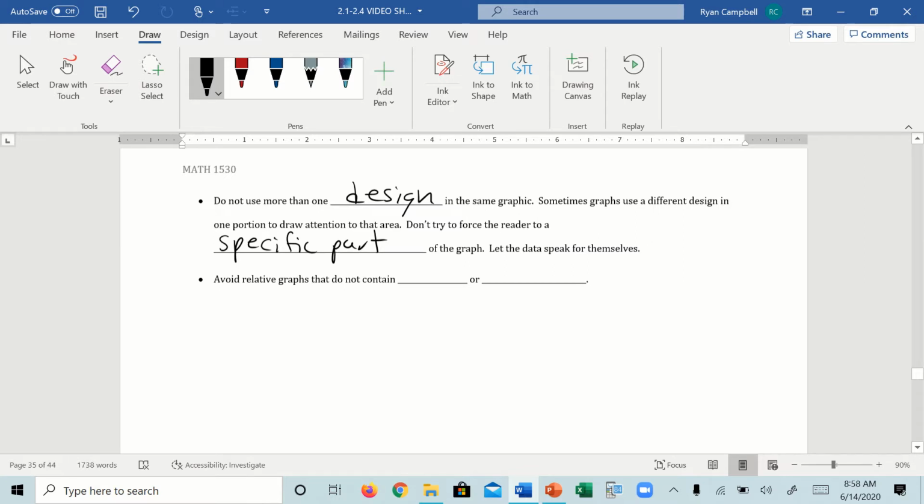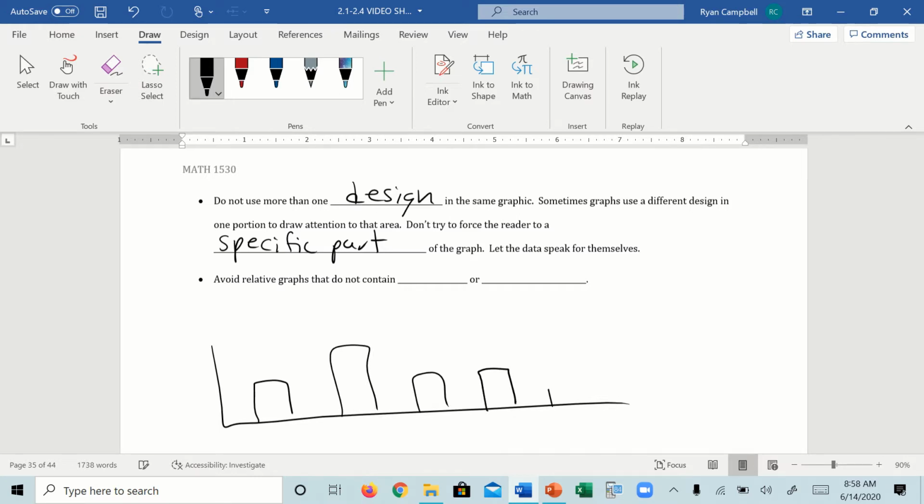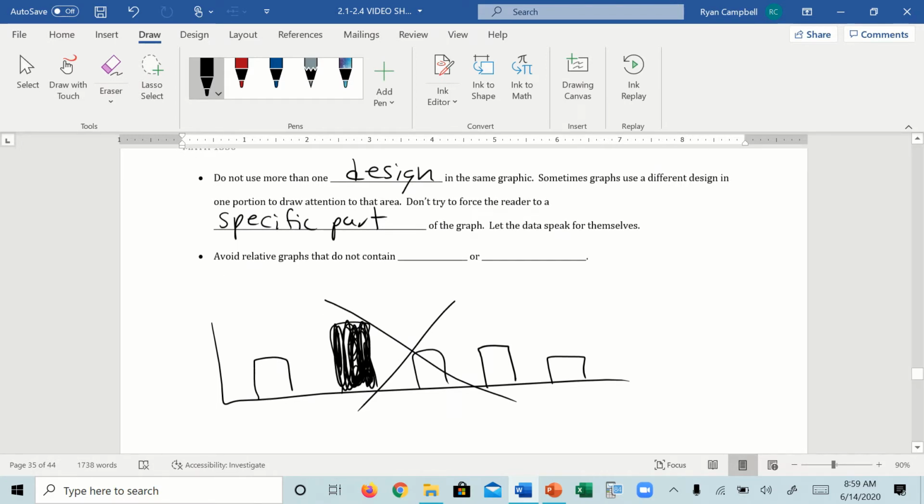So, readers are pretty smart. They should be able to read the graph. So if you have a bunch of bar graphs, for instance, you don't want to make this one a different color if this one's the one you're emphasizing, right? You just want to make all of them the same color. So that would be incorrect. And this you do see on commercials all the time, right? They'll emphasize their brand against all the other ones. Not great. And lastly, avoid relative graphs that do not contain data or scales. Right? If there's no data, then there shouldn't be a graph.